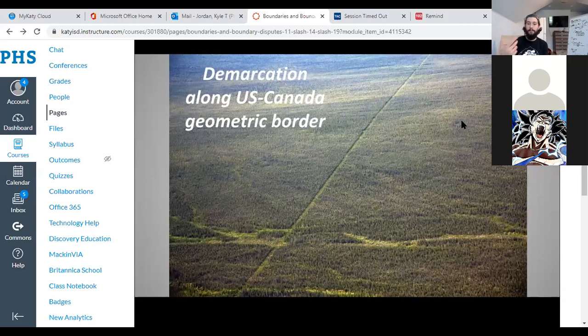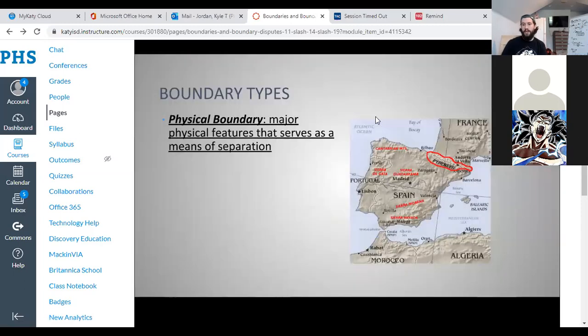All right. You can see the demarcation along the US-Canadian border. They actually cut a 20-foot wide path of trees, I think it's 20 feet, through all of the wilderness between the borders. It goes over mountains, goes over rivers, all that stuff. Basically, they wanted a physical line in the sand between the US and Canada, even though at the same time, you can just walk across it.